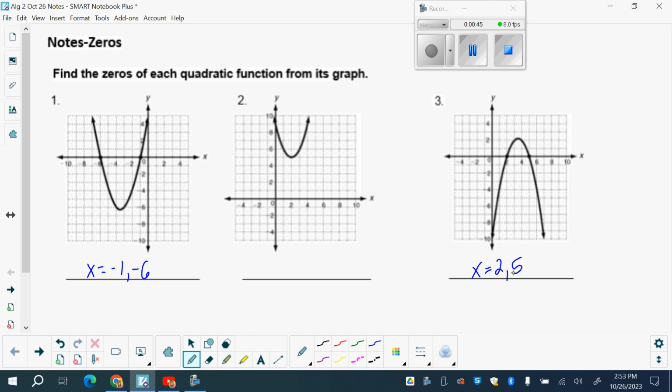And then what about number 2? Do we have any zeros on that one? No, it doesn't cross the x-axis. So it's possible for a parabola not to cross the x-axis. In that case, there would be no zeros. Is it possible, do you think, that we could have 1 zero? Yeah, for a parabola that faces up or down, what might that look like?